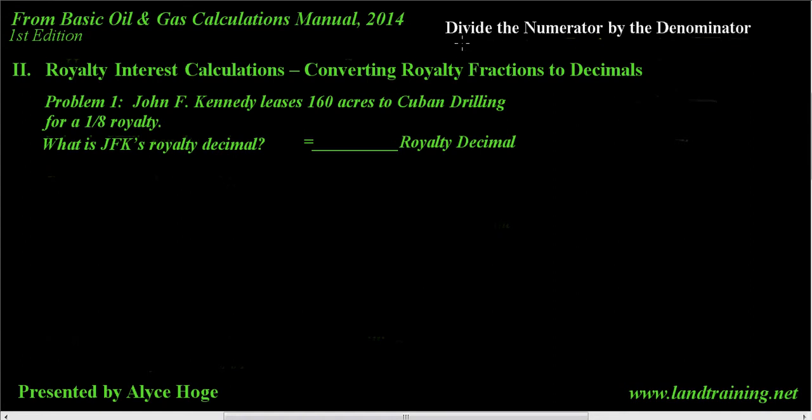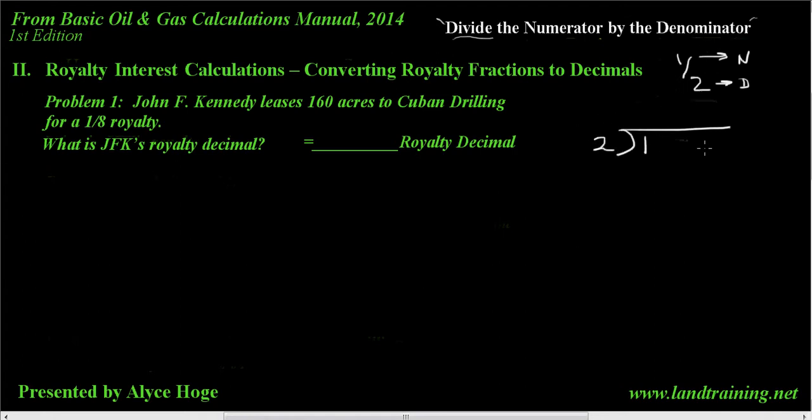Well, the general rule when you're converting fractions to decimals is that you divide the numerator by the denominator. Divide the numerator by the denominator. So if you have a fraction, let's just use 1/2, that top number is the numerator and the bottom number is the denominator. So when you want to convert the fraction, you take the numerator, that's this number, and you divide it by the denominator, this number.